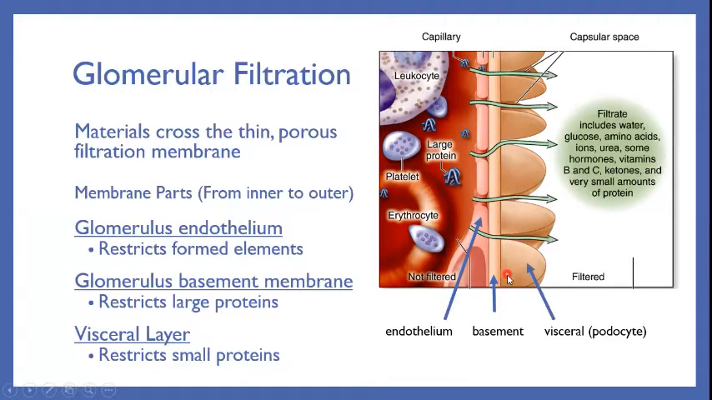Now the visceral layer from this cross-section view just looks like hills, sideways hills. On the next slide, we're going to see what it looks like when all of this visceral layer wraps around the capillaries. These are specialized cells called podocytes.